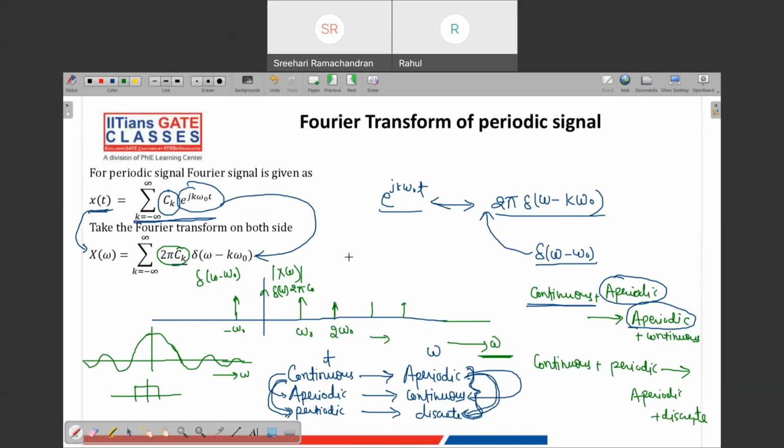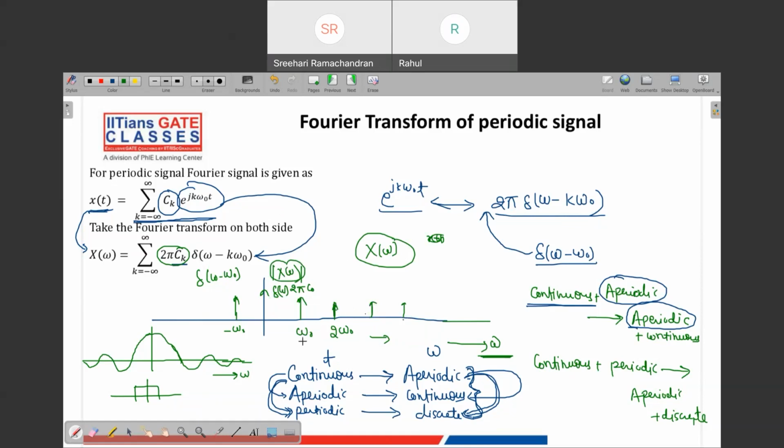So when I say that a signal is periodic, it means that X of omega has to be periodic, not the x of t. But if you see this X of omega, this is not a periodic signal. It will be periodic only if this amplitude that you see is going to repeat. But for all the values of k, you are getting a different value.